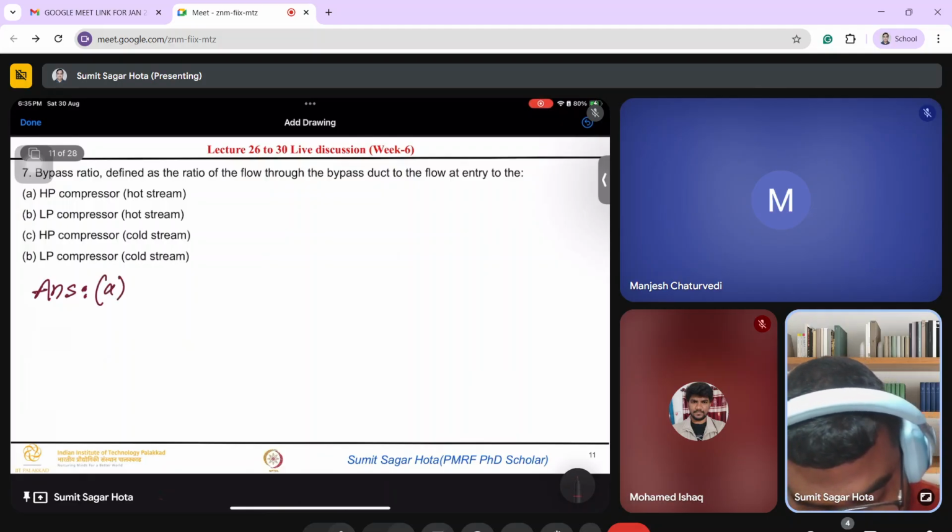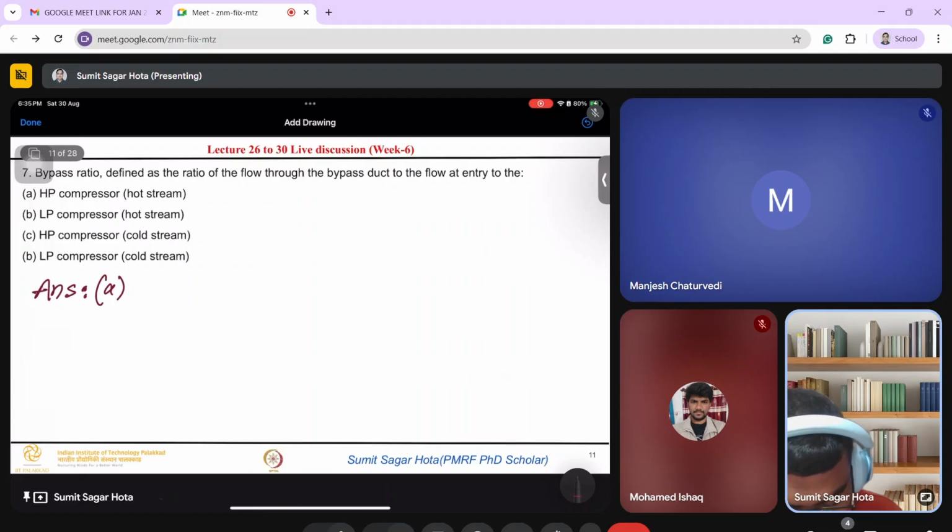So it's very easy to remember. You see how they just try to confuse you. They have given high pressure compressor here, and here also high pressure compressor, but in one they have given hot, and in the other they have given cold. Always remember, high pressure compressor: the pressure is always going to be high. There is no way the temperature can be low. So that's the reason this option will be wrong. Low pressure is anyway going to be wrong. So this is the only answer option.